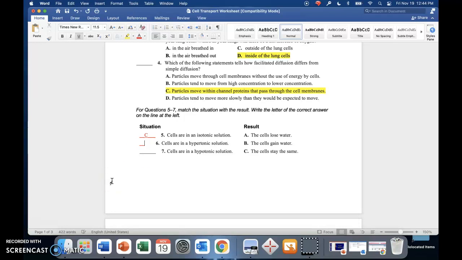And we have cells in a hypertonic solution. Now again, I just went over hypertonic. That means that the surrounding solution has more solute and less water. So that means you're going to have more water inside the cells than out. So the result here is that the cells start pumping their water out. So the cell is going to lose water. And then finally, obviously that leaves us with B, that the cell is going to gain water here.